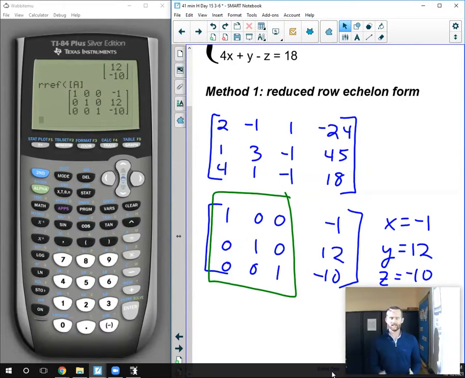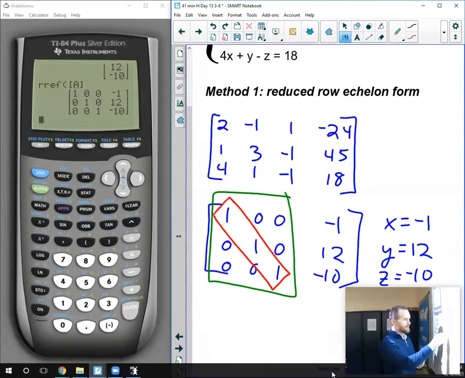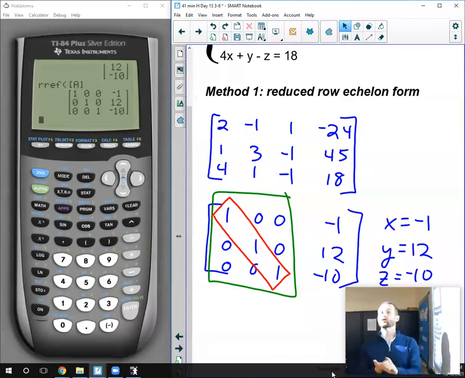This is another reason I'm not crazy about this method, because a lot of times students forget to check that you've got the ones on a diagonal there and all those zeros in the correct spot. If you have anything else besides that in the first 3 by 3, the first 3 rows and 3 columns of your matrix, then something's gone wrong. Either you entered it incorrectly, or it's a situation where there's no unique solution, or there's like an error. Weird stuff can happen here, which is why I'm not crazy about this method.